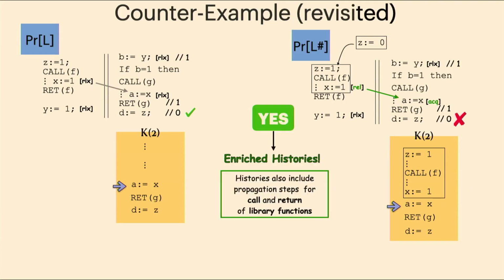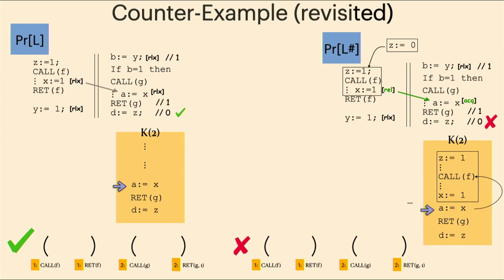The answer is yes, we can do it if we enrich our notion of a standard history and also include the propagation of calls and returns into the history. So earlier, the standard history only contains calls and returns, but now we also want to include propagation of these calls and returns into the history. Now using this new definition, it should be easy to see that while this is a valid history for this program, this is not a valid history for this program.